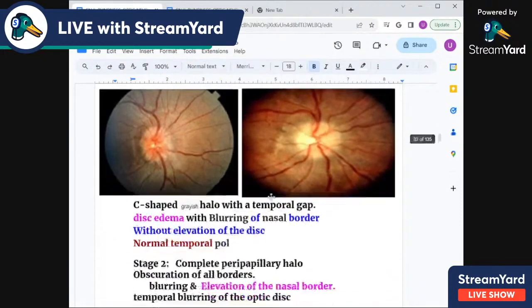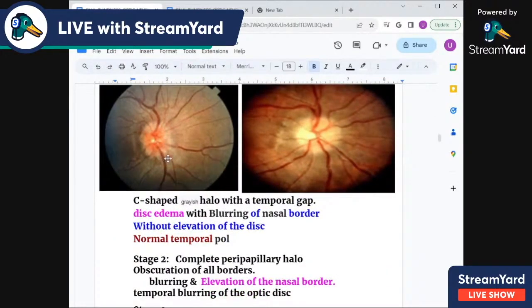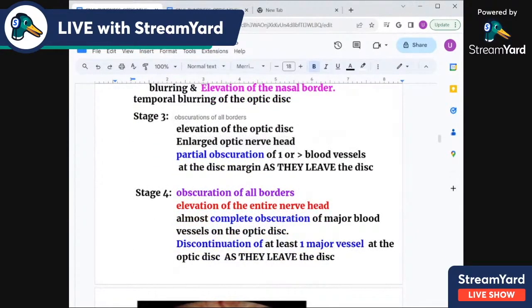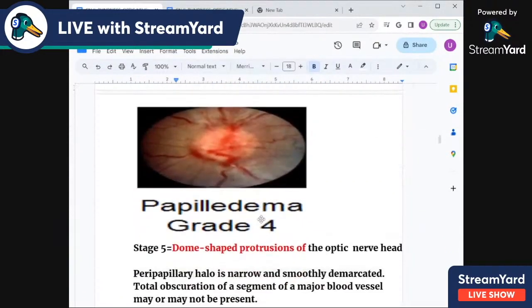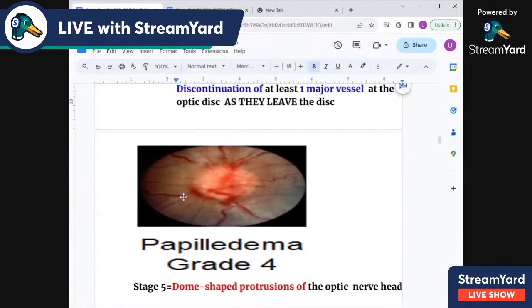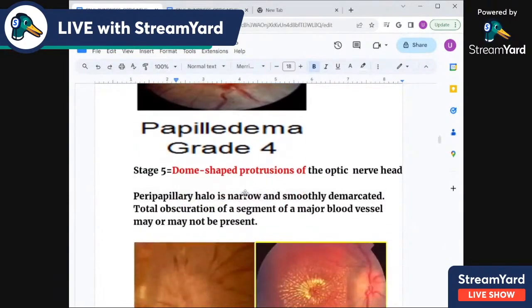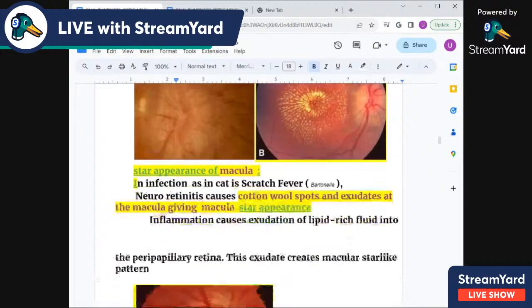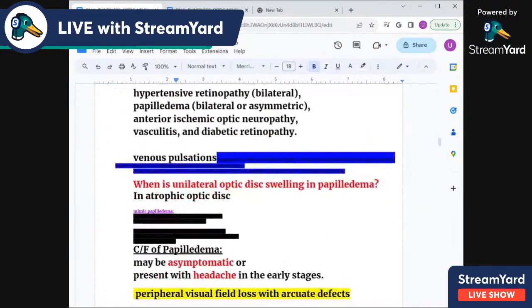And then we did the stages of papilledema. Stage 1: C-shaped, incomplete halo at the temporal side. Stage 2: complete halo with temporal side involvement. Stage 3: partial obscuration of at least one blood vessel leaving the optic disc. Stage 4: complete obscuration of one blood vessel leaving the optic disc. Then in stage 4, we have dome-shaped elevation of the optic disc, the optic nerve head.